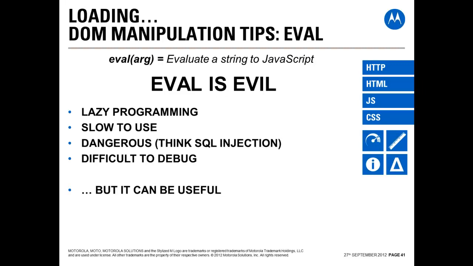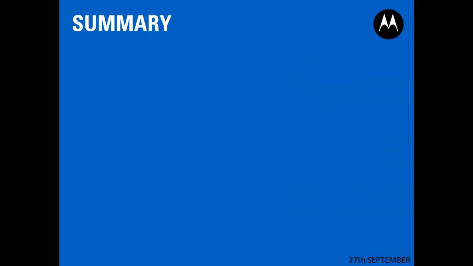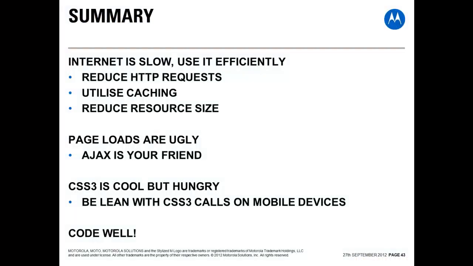Okay, so we've got just about 10 minutes left. That's the end of the presentation. To summarize, use the internet efficiently, reduce your HTTP requests by what we've suggested, using caching and resource size reducing. User interactions are good, making a good user experience, and therefore page loads are ugly, and use Ajax instead. And while CSS3 is really cool and can produce some really good effects, you've got to use it sparingly and efficiently as well. But most of all, code well.